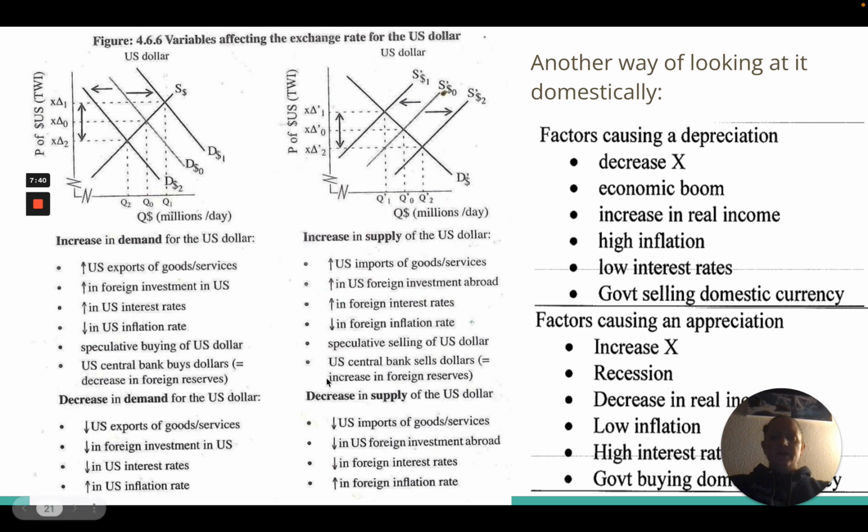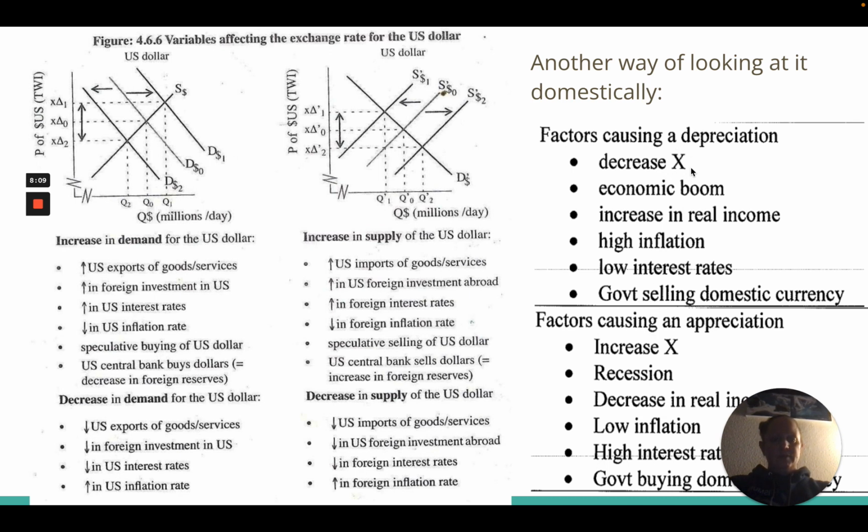This is another way of looking at it. This is looking at the US dollar. If you have these things happening, and the arrows up and down mention something goes up or something goes down, then this will increase the supply or decrease the supply, or increase the demand or decrease the demand for the currency. Another way of looking at it domestically is things that will cause a depreciation where the value of the currency goes down will be these.